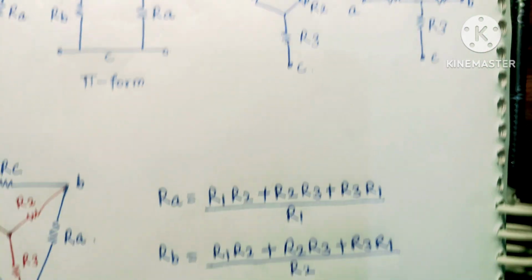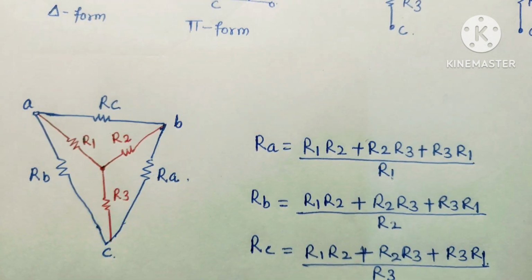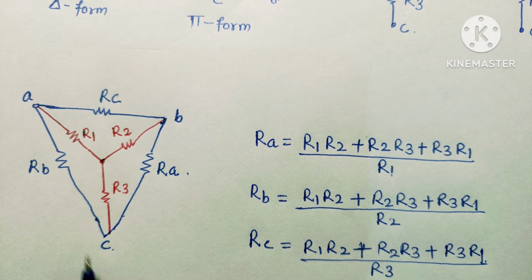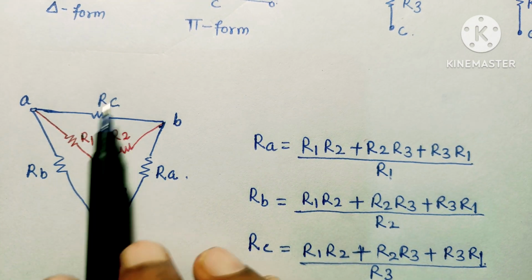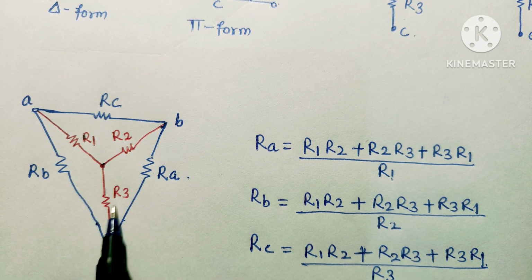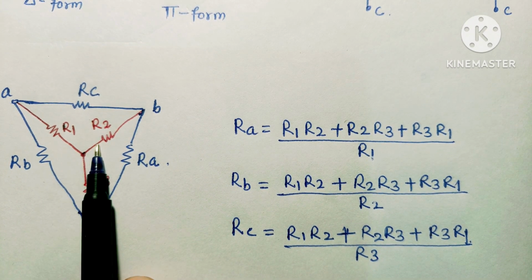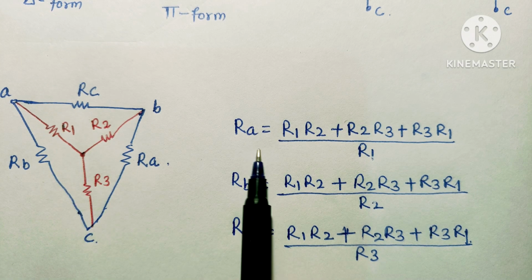So delta to Y conversion can be seen by this network. Suppose here is a circuit. Here RA, RB and RC, three resistances, are in delta form, and R1, R2, R3, three resistances, are connected in Y form. So how we can convert this delta form resistance into Y form, we can see by these formulas.